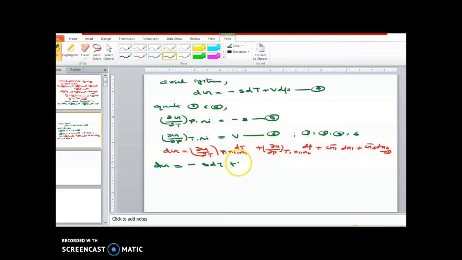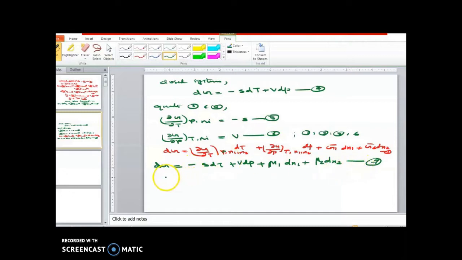Then we have dG is equal to V dP plus, we know G1 bar is equal to mu 1, right? So instead of G1 bar, we can write mu 1 dn1 plus mu 2 dn2. This is our equation 7. So we substituted all these terms into equation 1 and we got minus S dT plus V dP plus mu 1 dn1 plus mu 2 dn2. That is equation 7.